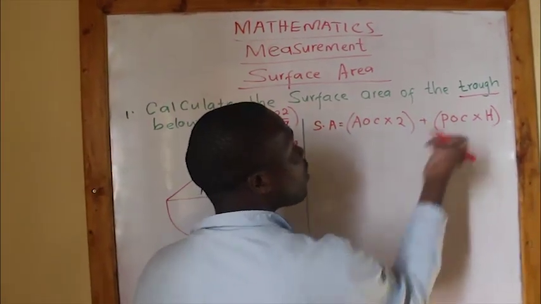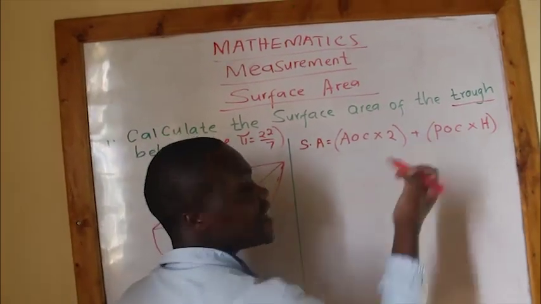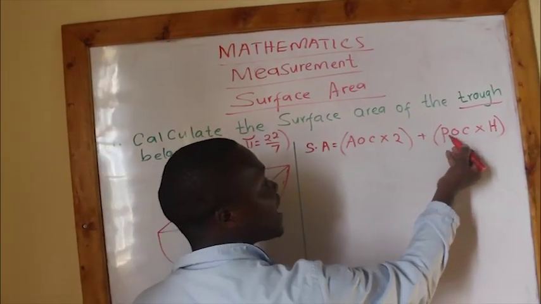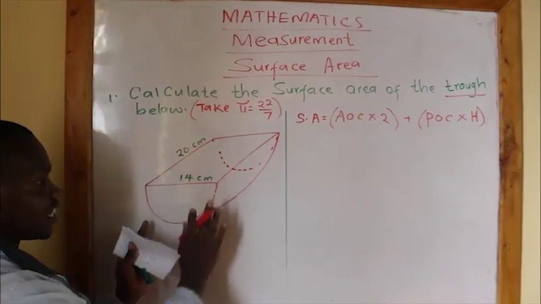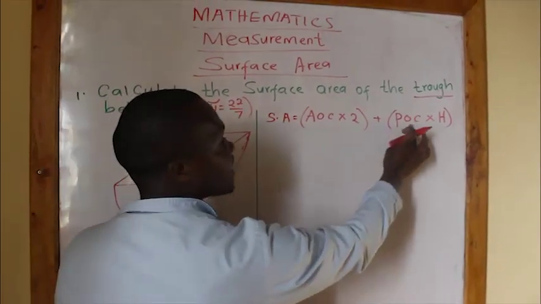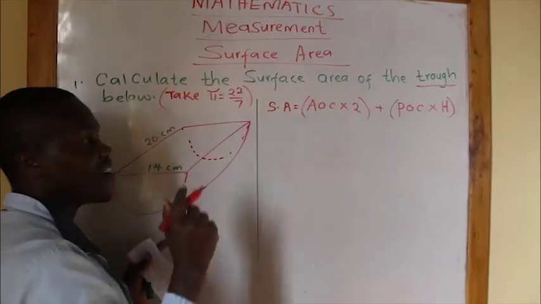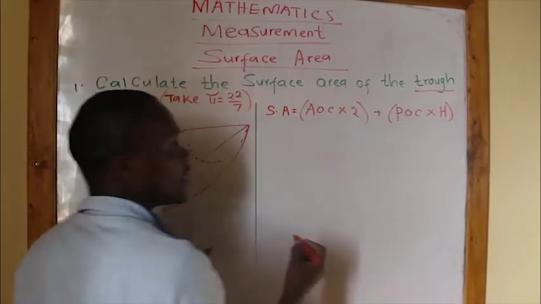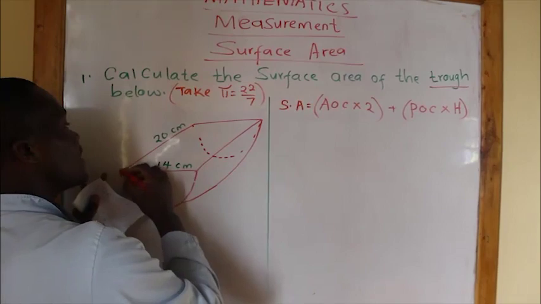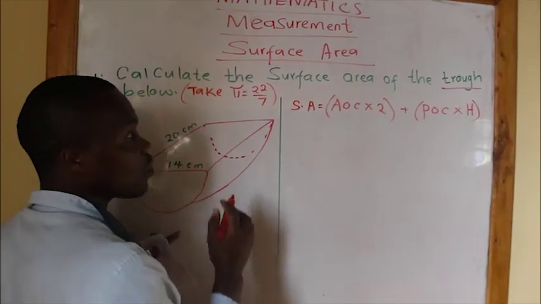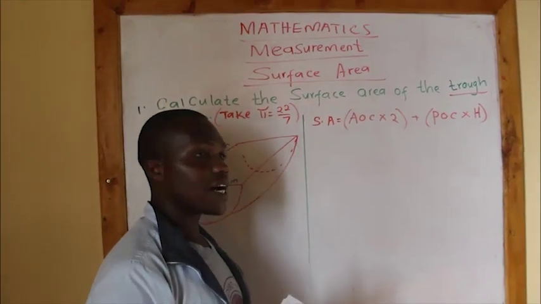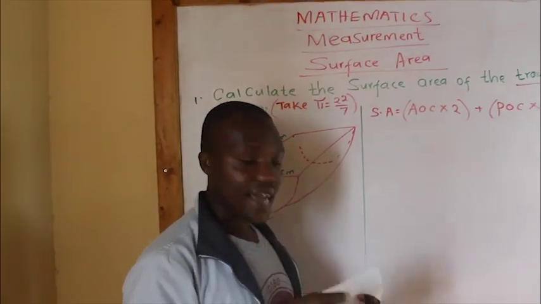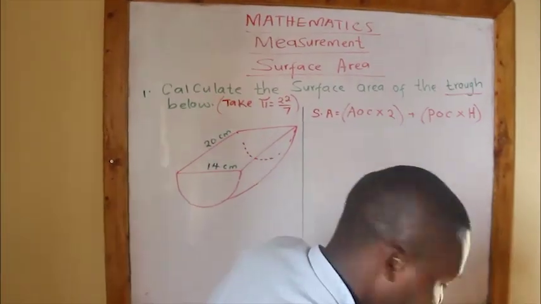Then we go to POC. The word POC are the initials, which means perimeter of cross section. So we go back to the cross section, we calculate the perimeter of that cross section. Then finally, we multiply by the height. The height is the slanting height here. So, using this formula, we are going to arrive at our correct answer. Now, let's begin.